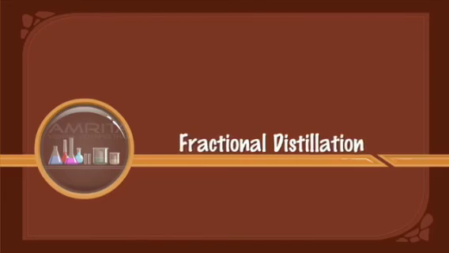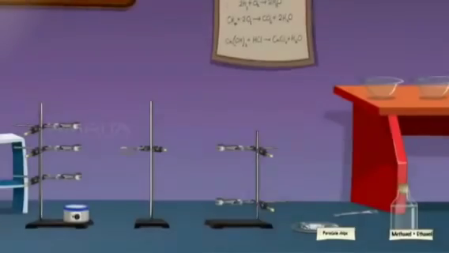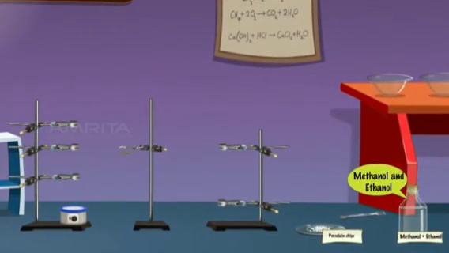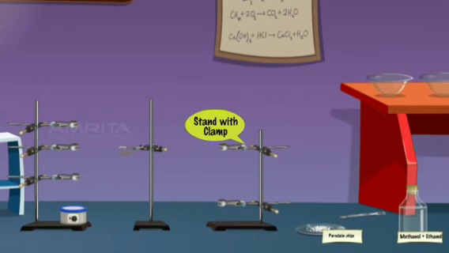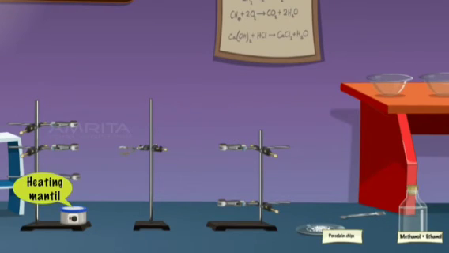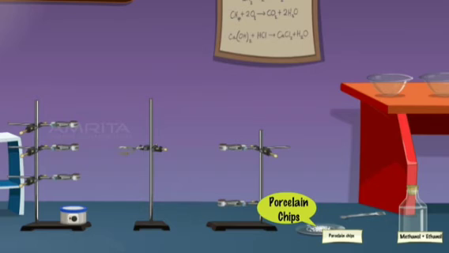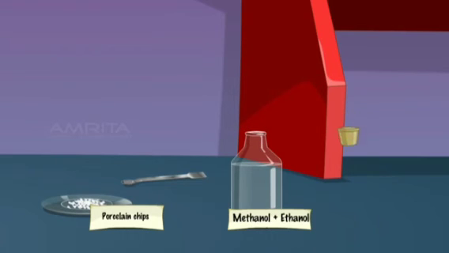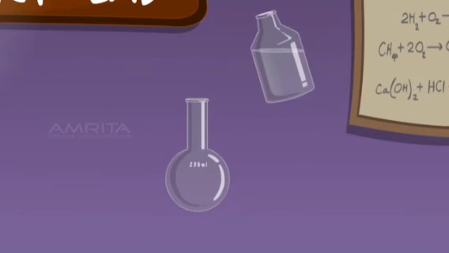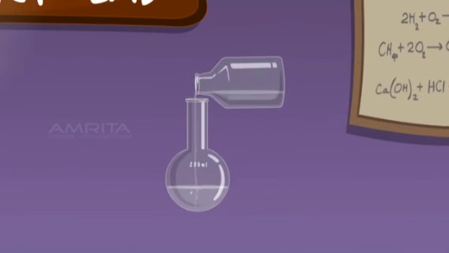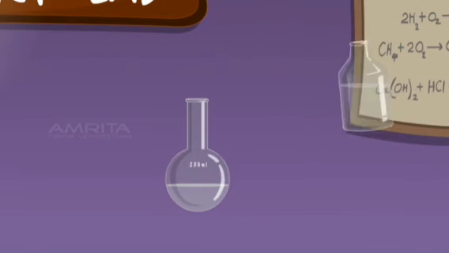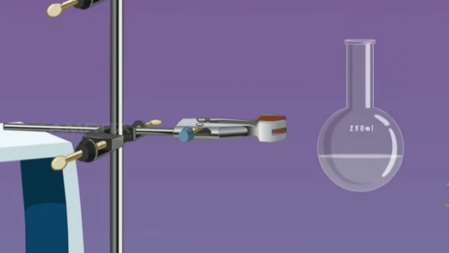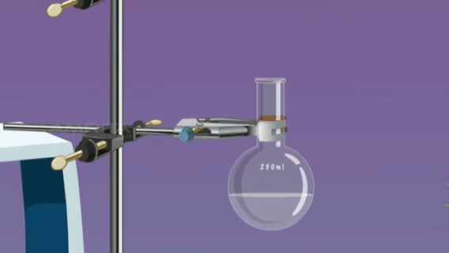Fractional distillation. We require a mixture of methanol and ethanol, stand with a clamp, heating mantle, and porcelain chips. Take a mixture of methanol and ethanol and pour it into a 250 ml RB flask or distillation flask. Clamp the RB flask to a stand and place it in a heating mantle.